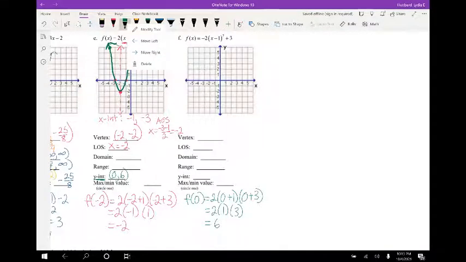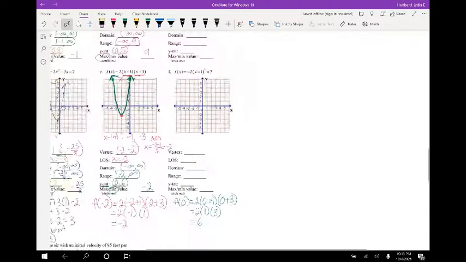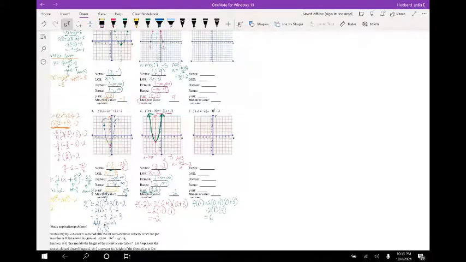So domain, as always, is -infinity to infinity. Range is bottom to top. So in this case, it's starting at a -2 and going to infinity. And this is going to have a minimum value because it opens up. And the minimum value is the y value of -2. Okay, we've been through 2 forms so far.